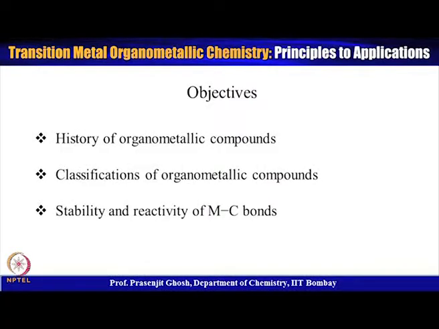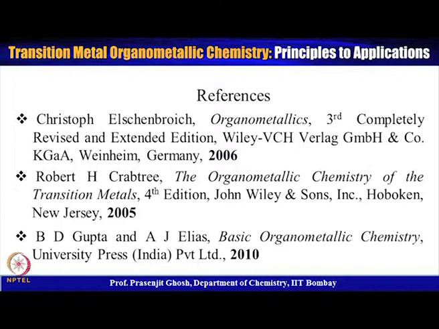So, in this first week we will give you a brief history of organometallic compounds, and then we move to various classifications of organometallic compounds, and then from there we would dwell on the stability and reactivity of metal carbon bonds. The reference books for this course are three of them. One is Elschenbroich, Organometallics, 3rd edition; Robert Crabtree, The Organometallic Chemistry of the Transition Metals; and B.D. Gupta and A.J. Elias, Basic Organometallic Chemistry. These books as well as any other books on the subject will do.